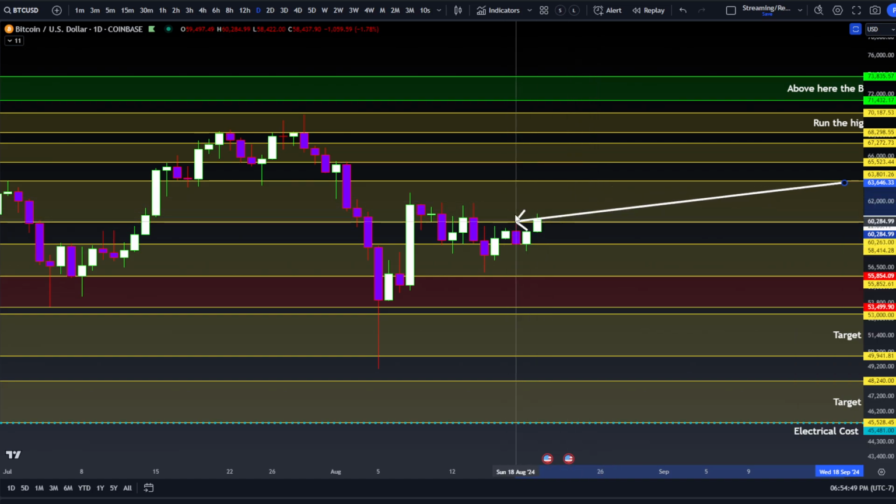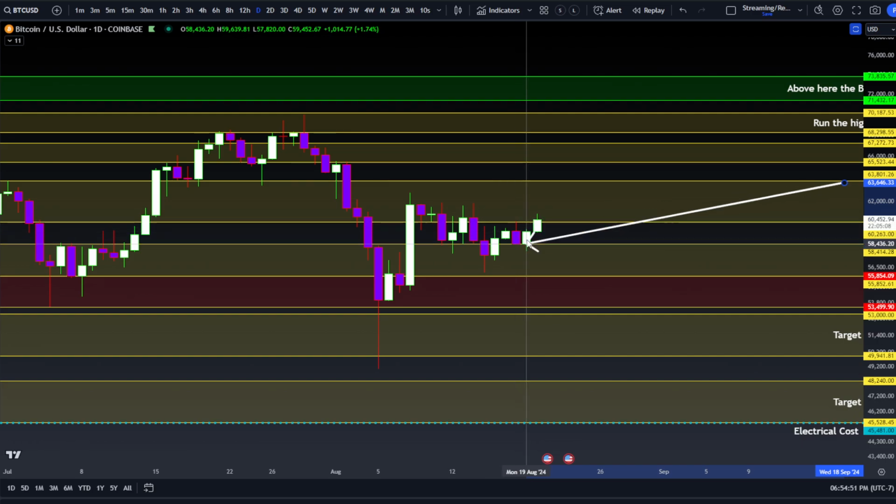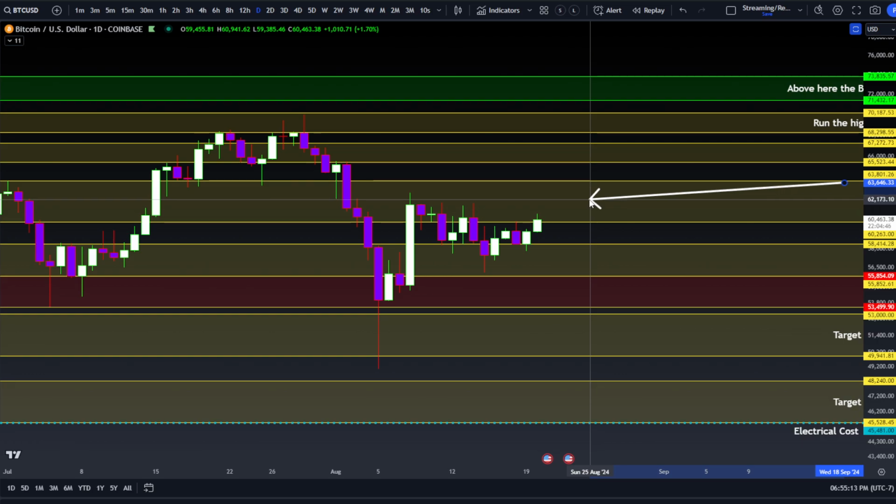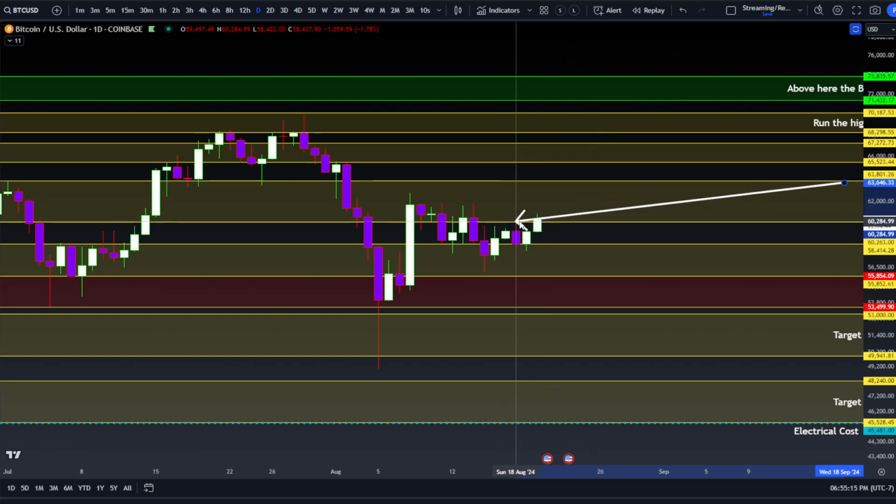We saw that get tested on Sunday, rejected. Where did it end up getting its close open? Right at the 58.4 level. We saw Monday dip down a little bit to that 57,820, and then get bought up, closed essentially where the Sunday candle opened, and now tested back up to this 60,300 level. And go figure, 60,200 to 300 is essentially the wick high here, that 60,284.